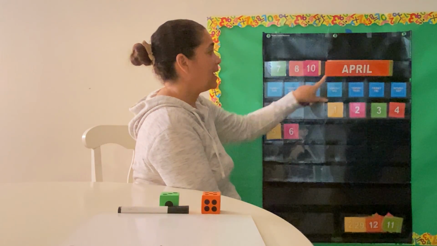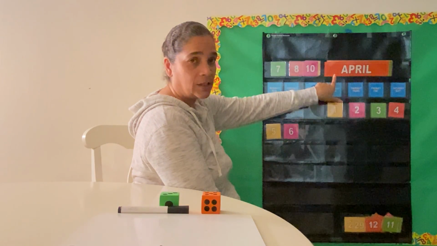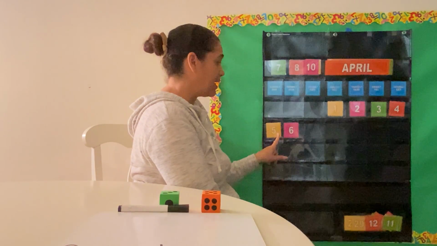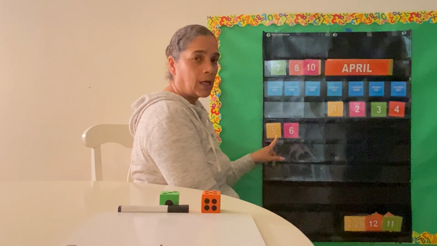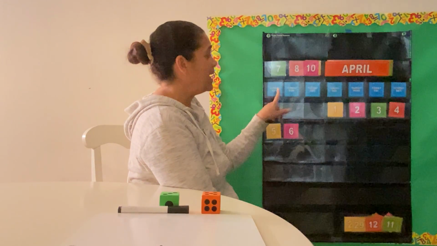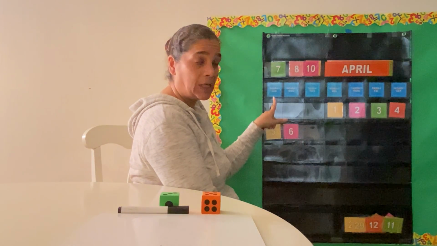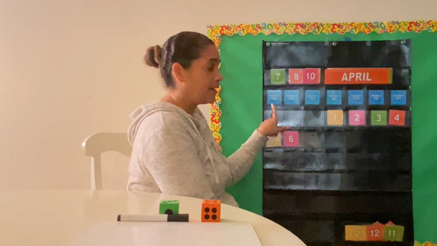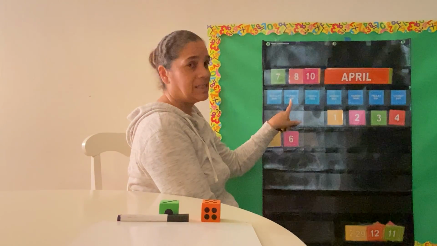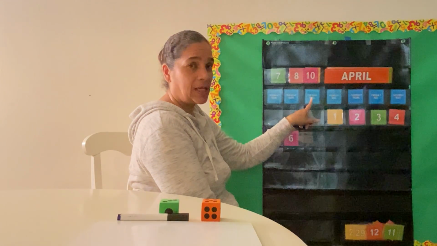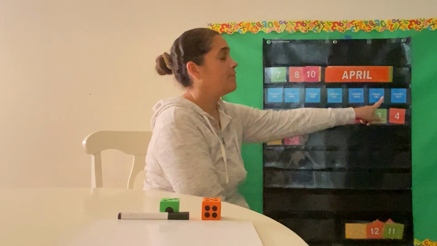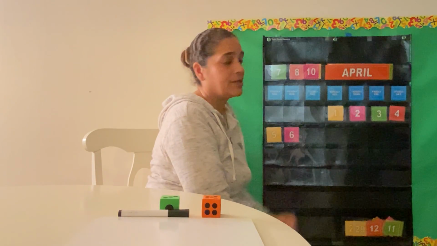So when you are looking at your calendar, just like I'm looking at my calendar, you follow the next day by thinking about what number comes after the number that you already have on your calendar. Pay attention also to the day of the week. Remember that our week starts on Sunday. After Sunday is Monday, followed by Tuesday, Wednesday, Thursday, Friday, and Saturday.